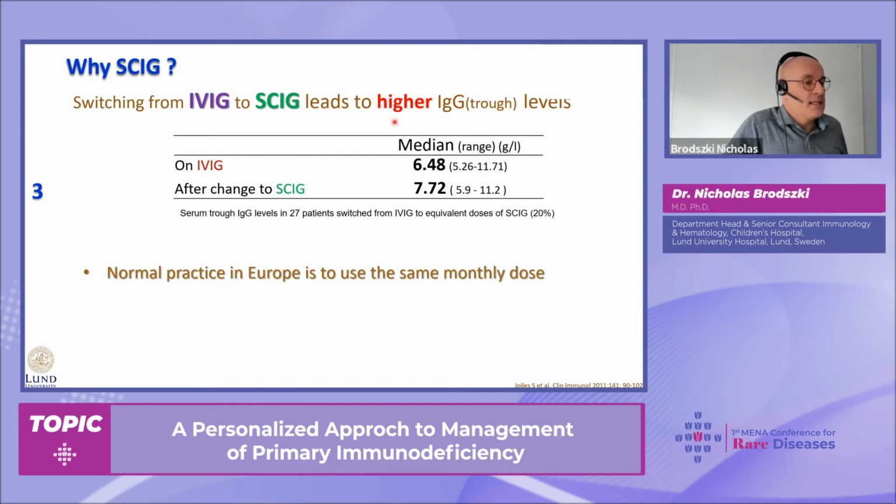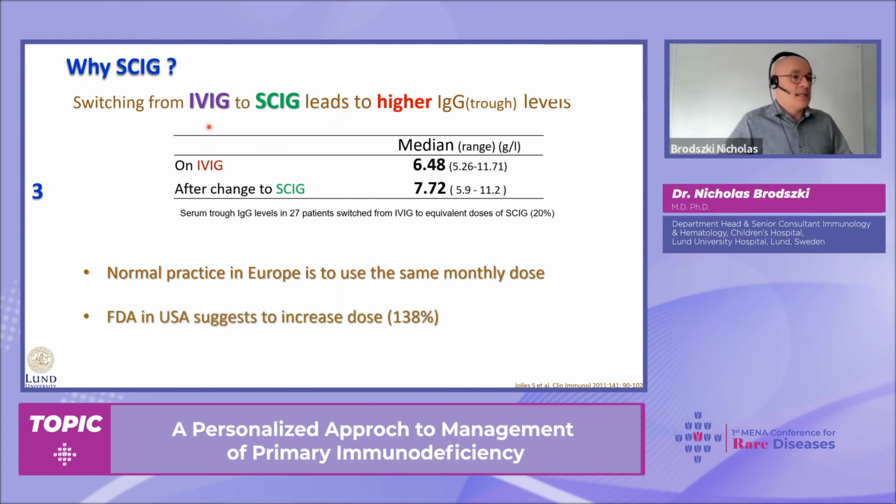So if the patient had 100 milligrams per kilo body weight per week, then they will have the same dosage in subcutaneous also. However, in the US, they suggest that the milligrams of IgG the patient is receiving should be increased. And the jury is still out on which of us is correct. I'm coming from Europe, from Scandinavia. We are absolutely convinced, and it's working. So in my personal experience also, we can keep the same dosage as was started with IVIG.